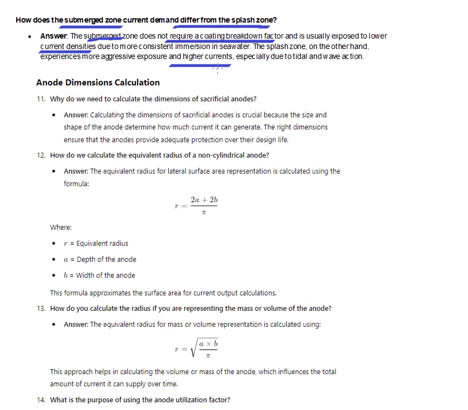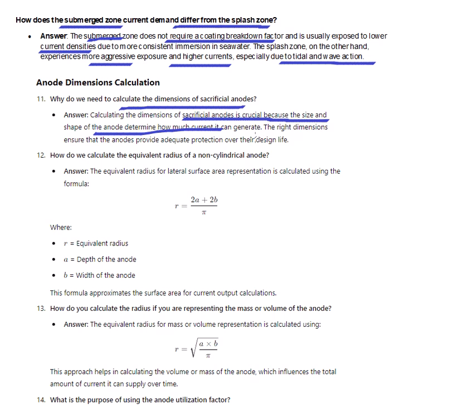It's going to experience more aggressive exposure due to tidal and wave action. Why do we need to calculate the dimensions of the sacrificial anodes? Calculating the dimensions of the sacrificial anodes is crucial because the size and shape of the anode determines how much current it can generate.